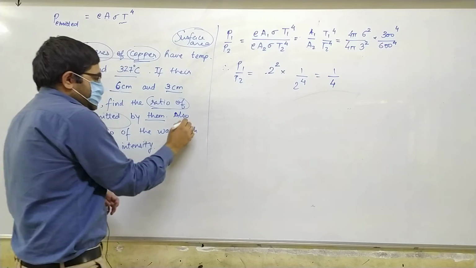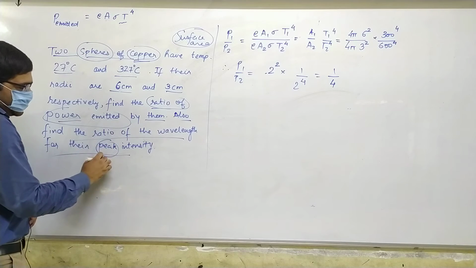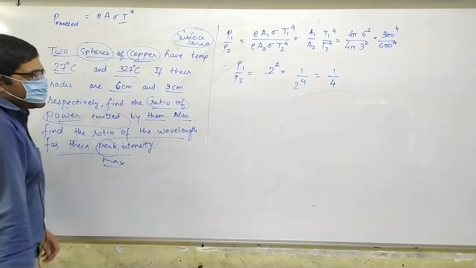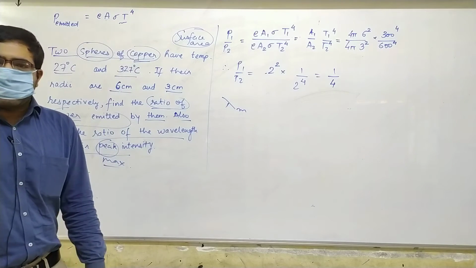The next one, wavelength for peak intensity. Peak again stands for maximum intensity. So the symbol for wavelength for maximum intensity is lambda.